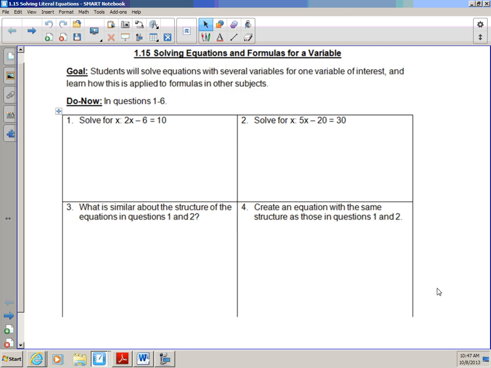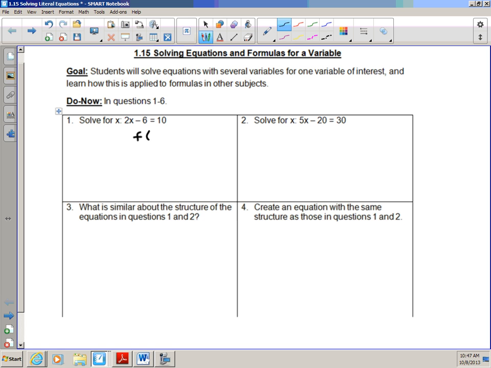The goal of today's lesson is to solve equations that have multiple variables in them. And we're not solving to come up with a specific numerical answer, but we are trying to solve for a variable to manipulate it to get it into terms of the other variables. So if we take a look at the do now and just quickly go through solving each of these.